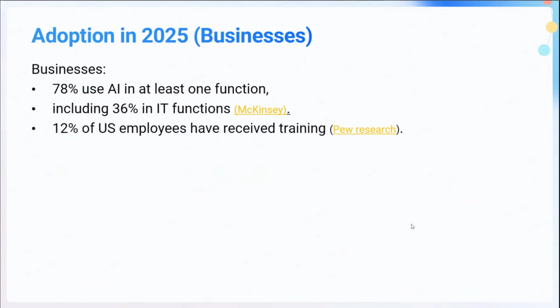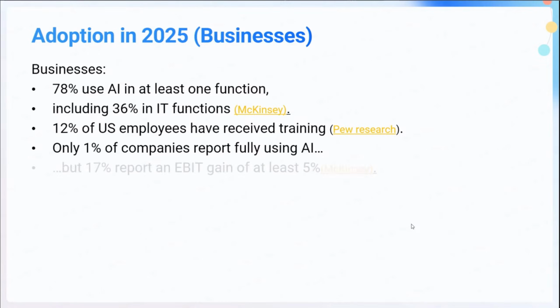But the maturity is still low. Only 1% of businesses report fully using AI, and only 12% of them say that employees have received proper training. But the financial impact is already visible. 17% of the companies report a gain in their EBIT of at least 5%, according to McKinsey.